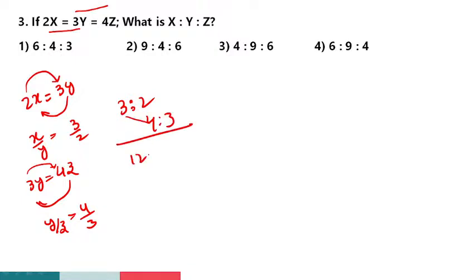3 4s are 12, 4 2s are 8, 2 3s are 6. Let me calculate. 2 6s and 2 4s and 2 3s. The final answer is how much, guys?